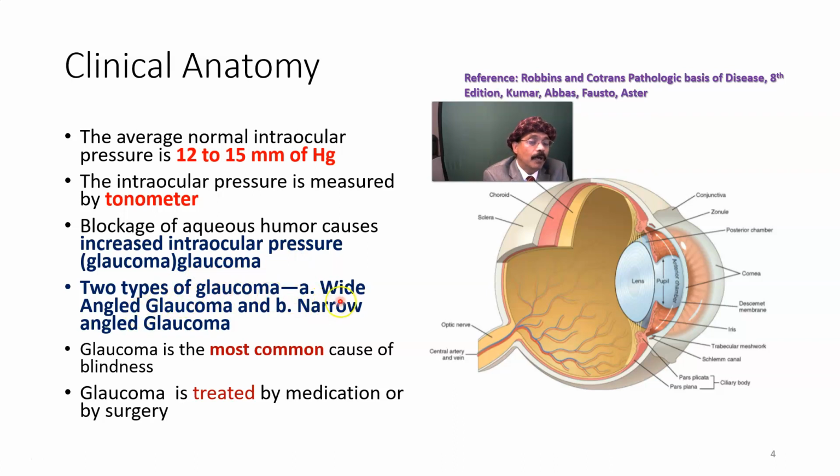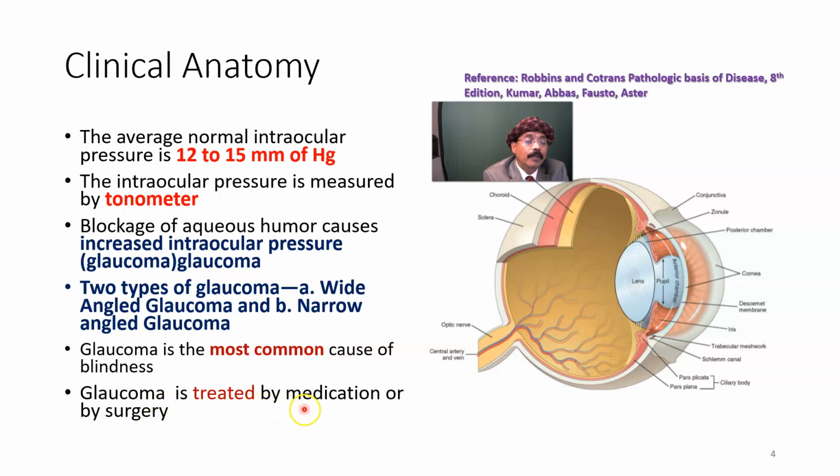There are two types of glaucoma: wide angle glaucoma, which is very common, around 90%, and why glaucoma occurs in wide angle glaucoma is not explained properly. But we have another type of glaucoma, around 10%, narrow angle glaucoma. The angle between the iris and the cornea is decreased there. Glaucoma is the most common cause of blindness.